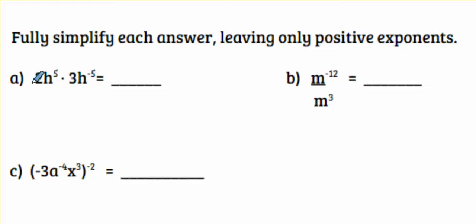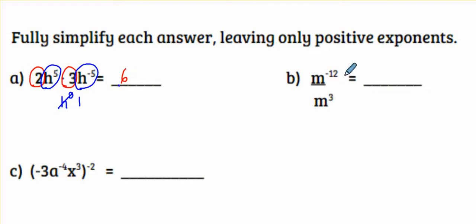Okay, for part A, we're going to deal with our whole numbers first. 2 times 3 is 6. And now, when we look at our variables here, since the bases are both h, we can add these exponents. Well, 5 plus negative 5 gives me an exponent of 0. And we've learned that anything to the 0 power is just 1. So we wind up with 6 times 1, which is of course just 6. So my answer here is 6.